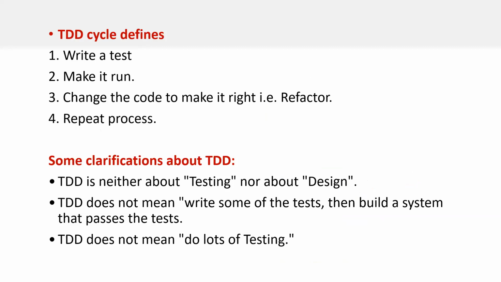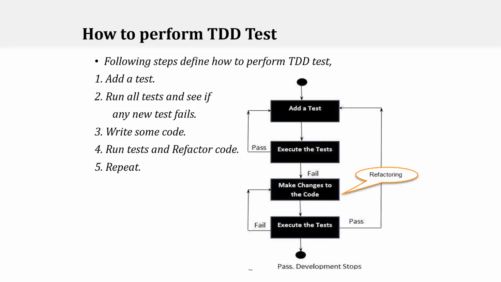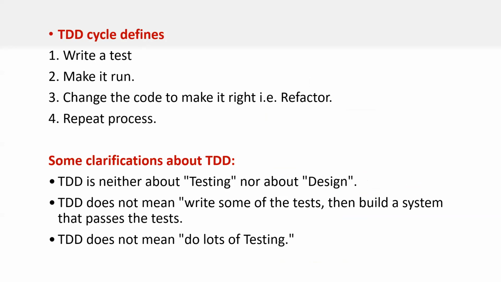Again, what is TDD? Test-driven development. It has cycles or steps. Write a test, run, code, refactor, and repeat. The same process I have shown in the image also. This is the cycle of TDD: add a test, run, write some code, refactor, repeat. So this is the life cycle defined by TDD.